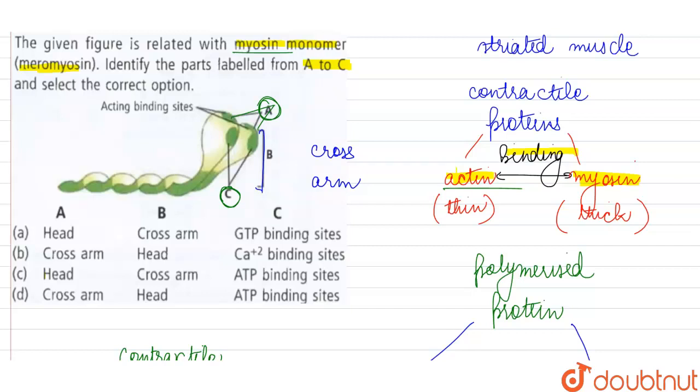So over here A is our heavy head of the heavy meromyosin, then B is showing the cross arm, that is the heavy head along with the short arm which is protruding, and then the ATP binding sites have been labeled as C. So our correct answer over here is going to be option C.